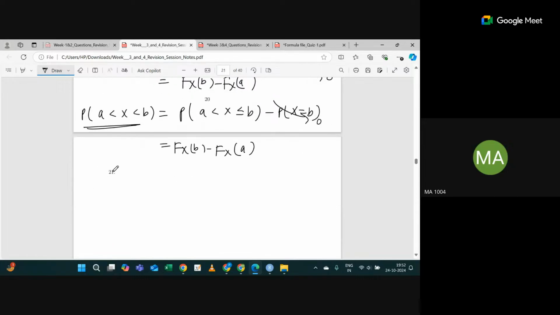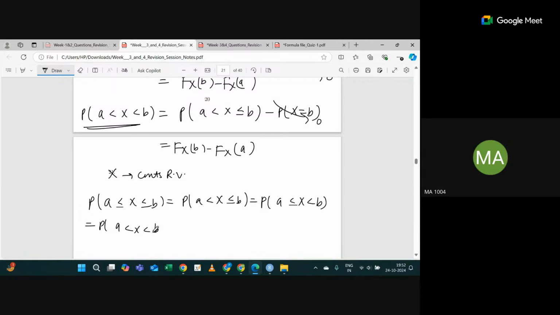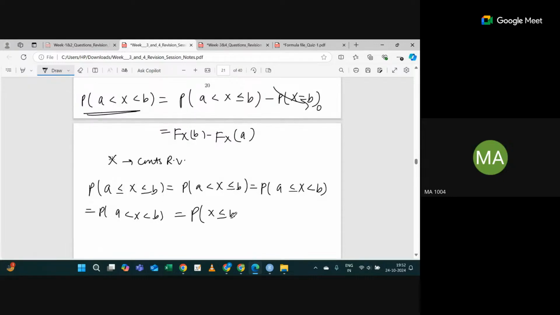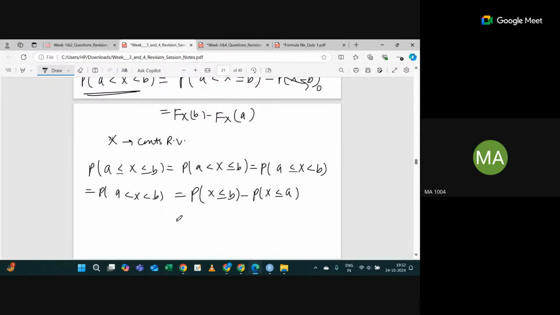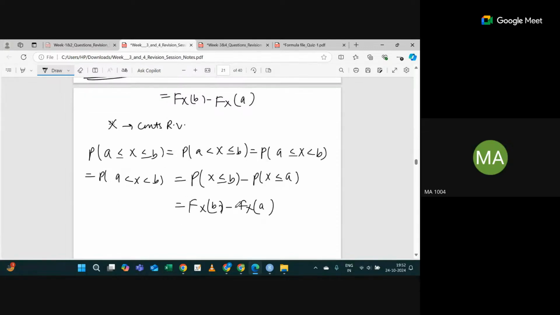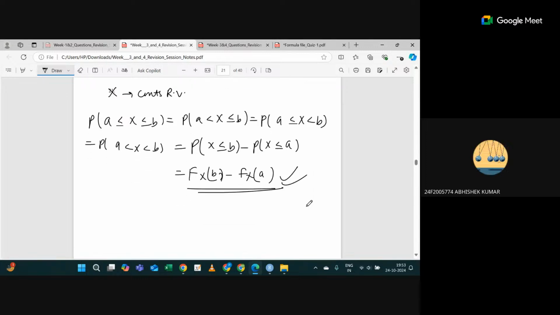So the key thing is, if x is a continuous random variable, irrespective of the equality sign, whether I write it like this or like this, all are true: probability x less or equal to b minus probability x less or equal to a. That means fx of b minus fx of a. So you can equate everything like this. This is very, very important. But it was not true in case of discrete random variable. Okay, I will take the questions related to this.